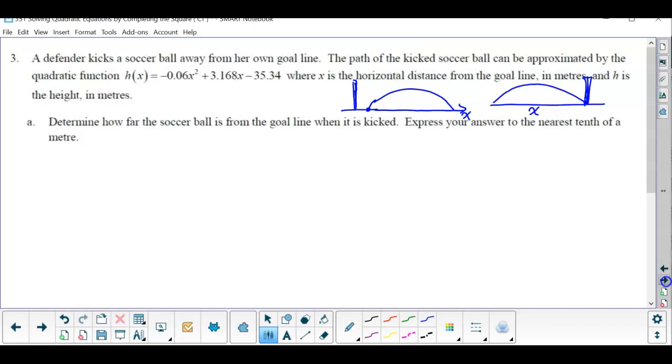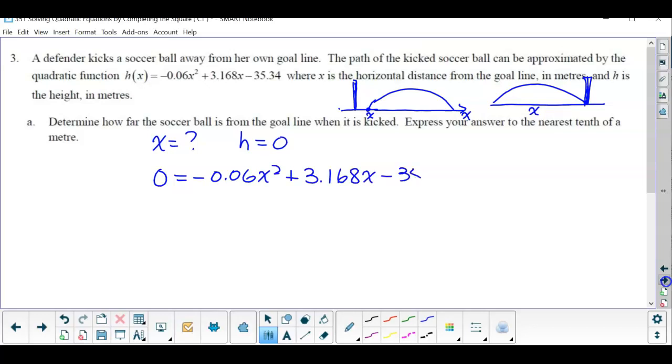So in any case here, we want to know what x is when the height is 0. Okay, there'll be two values. One will be bigger than the other, right? So here we want to know x equals what when the height equals 0. So 0 equals negative 0.06x squared, 3.168x minus 35.34. So it does give a lot of decimals.